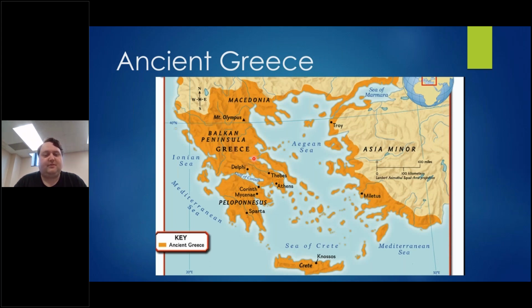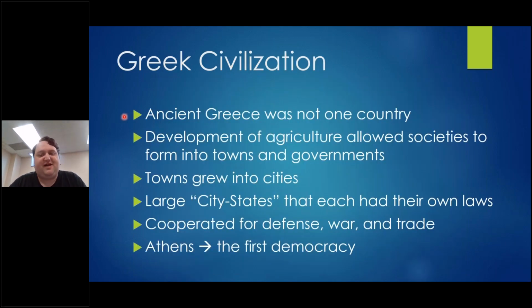Ancient Greece is not one country the way you'd think of a modern country. Instead, what had happened was the development of agriculture, that is, the ability to grow and store food that wouldn't go bad, had allowed towns to form up, and these towns grew into the cities that had their own laws. And so before we had the original countries, we had what we refer to as city-states. And each one of these cities has their own set of laws that they follow. So each city was really like its own little country.